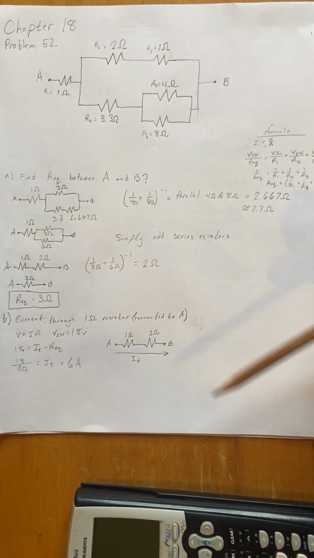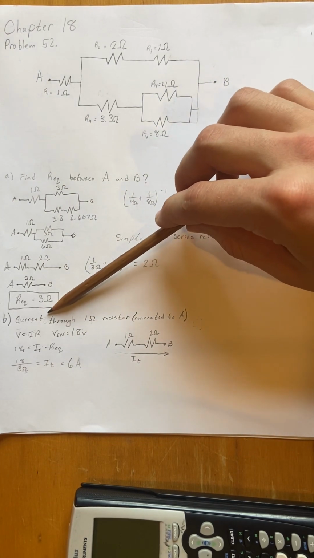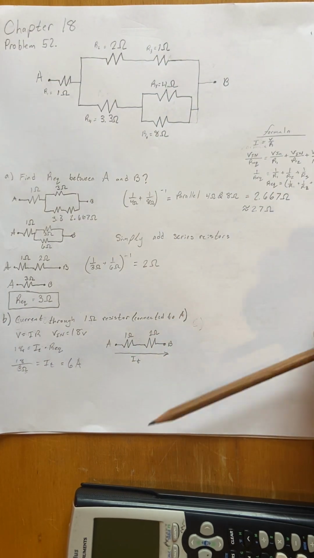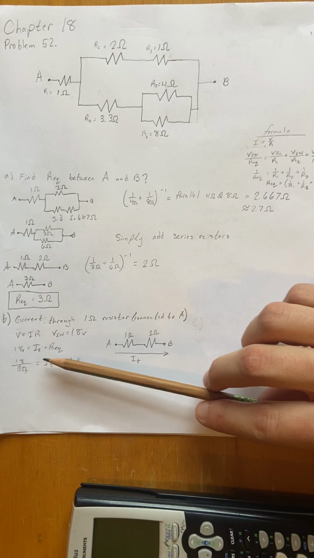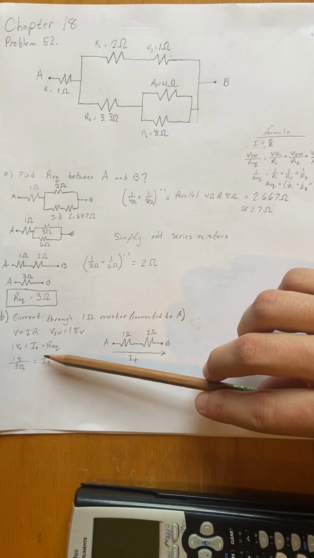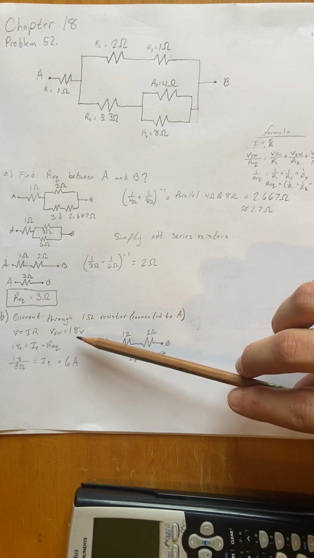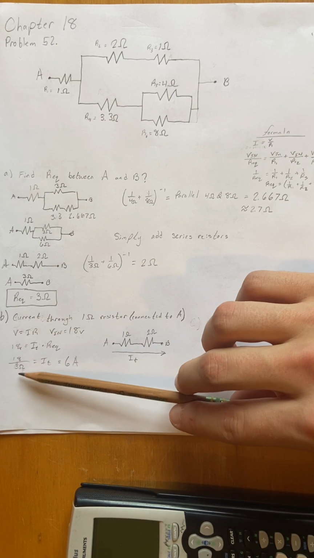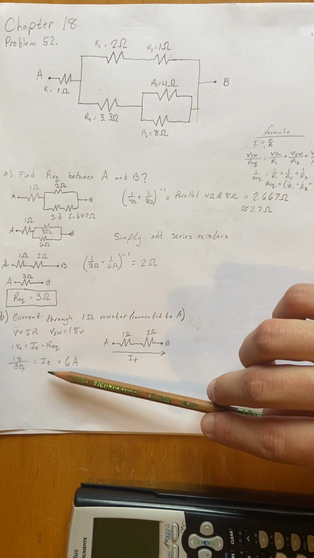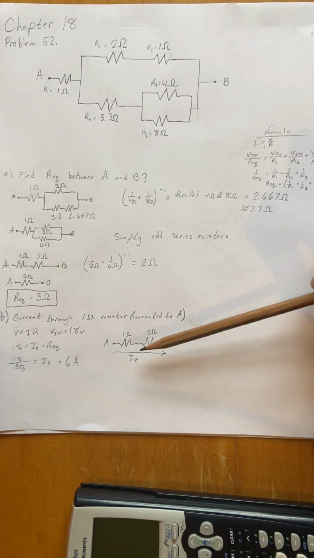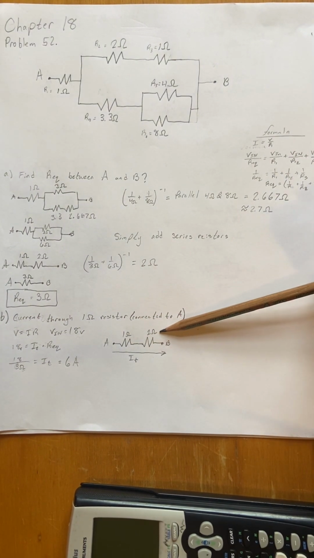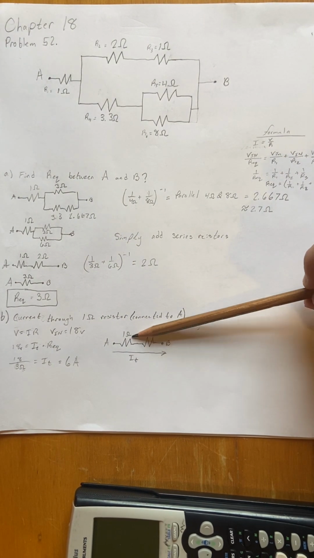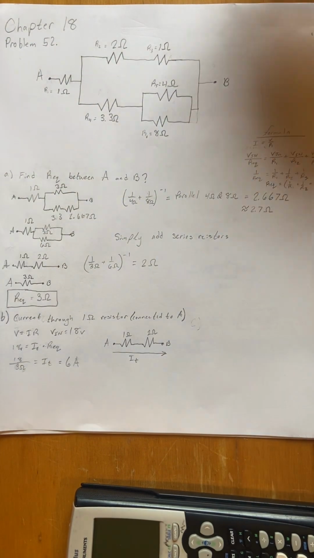resistance for the circuit. For part B, we are asked to find the current through the 1 ohm resistor, which is connected directly to point A. And to do that, we find the total current using Ohm's law and the given EMF of 18 volts. We divide the total EMF by our equivalent resistance to find the total current to be 6 amps. And since we know current through series resistors is equivalent, we know that the total current is equal to the current going through this first series resistor.